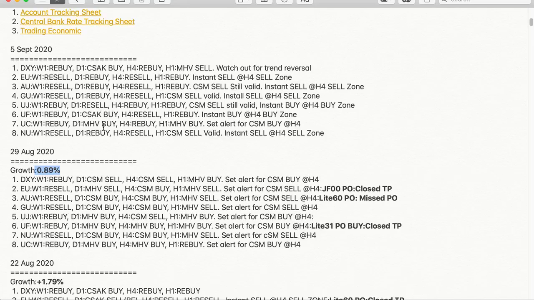Let me recap again. DXY is bullish, USD is strong. However, we have to be cautious and watch out for reversal if it happens. EUR USD we're gonna buy, we're gonna sell. AUD USD we're gonna sell. GBP USD we're gonna sell. UJ we're gonna buy. UCHF we're gonna buy. UCAD we set alert for the buy, and lastly NZD USD we're gonna instant sell. Okay, so that's it for this week.